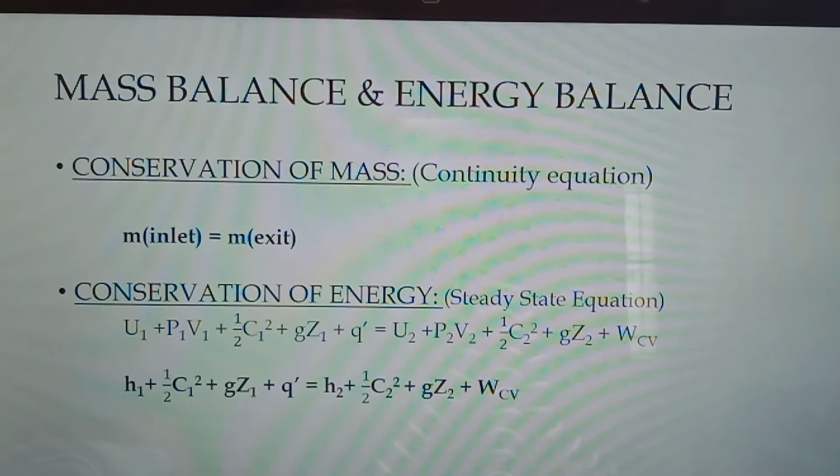By simplifying this equation, we will be getting the final equation as H1 plus half C1 square plus gZ1 plus Q dash is equal to H2 plus half C2 square plus gZ2 plus W CV. Here H is equal to U plus PV. H is the enthalpy and U is the internal energy. So the difference between enthalpy and internal energy is pretty clear based on this equation. Enthalpy is the heat capacity of the body, whereas internal energy is the heat content of the body.